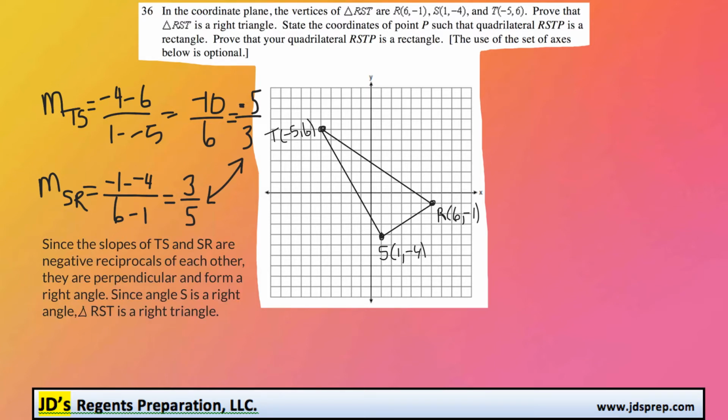So you can read my description there. I said that since the slopes are negative reciprocals of each other, they are perpendicular and form a right angle. Since angle S is a right angle, triangle RST is going to be a right triangle.